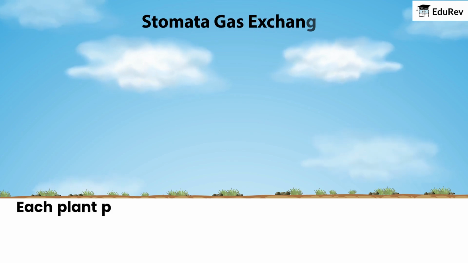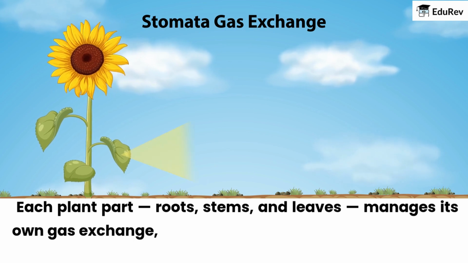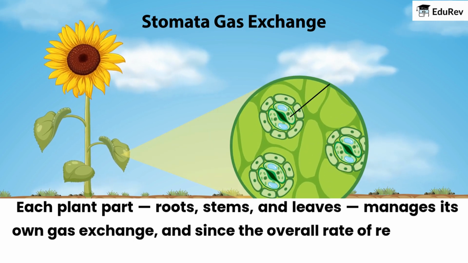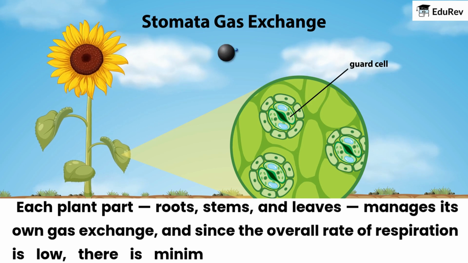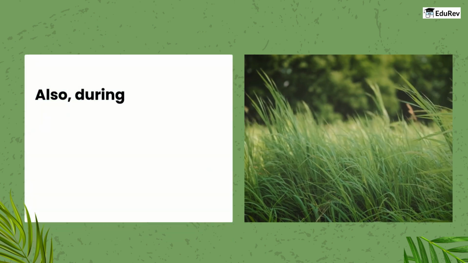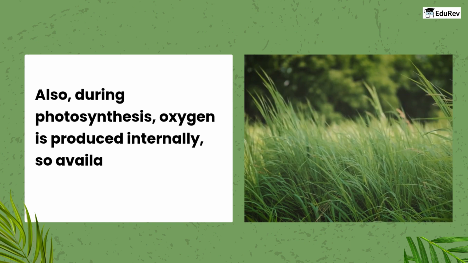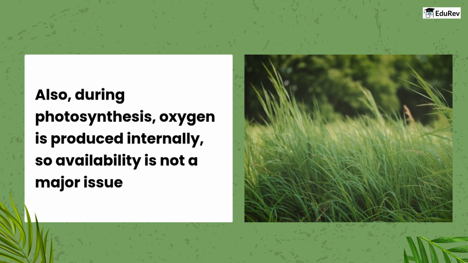Each plant part, roots, stems, and leaves, manages its own gas exchange, and since the overall rate of respiration is low, there is minimal need for long-distance gas transport. Also, during photosynthesis, oxygen is produced internally, so availability is not a major issue.